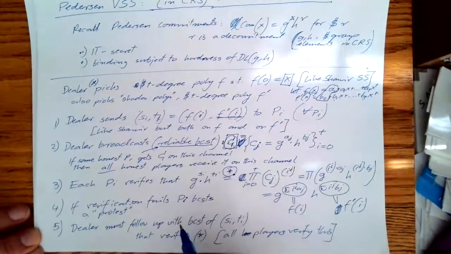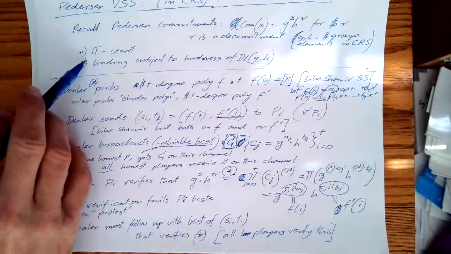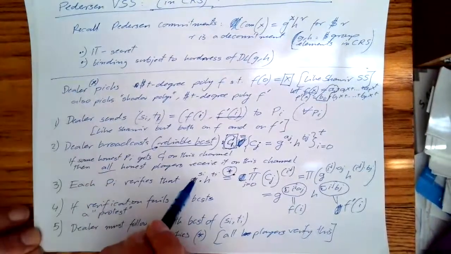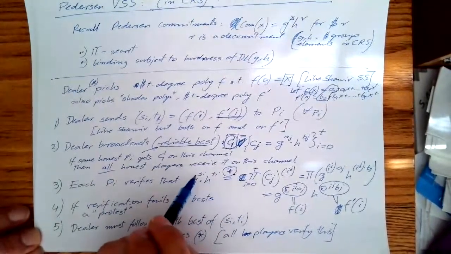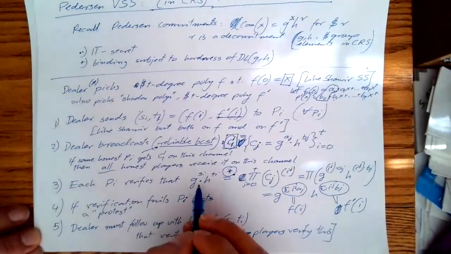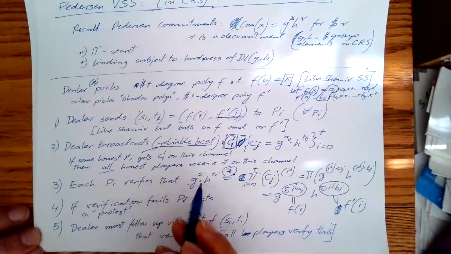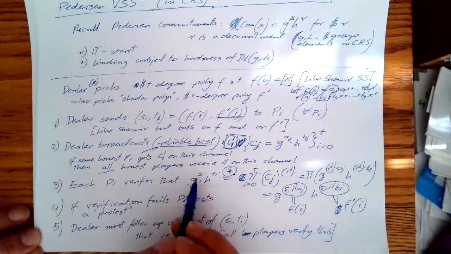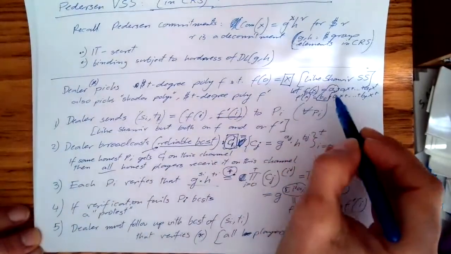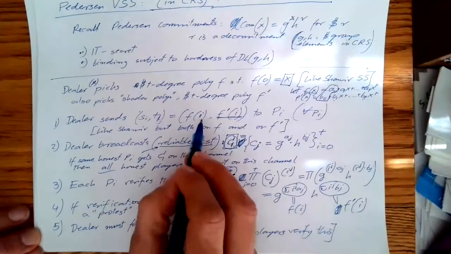Bad players cannot mess this up because of the binding of the commitment. They cannot create values that pass this verification equation, except if they either break the binding of this commitment, or their values are actually correct. They are simply evaluations of the same polynomial at their indices.